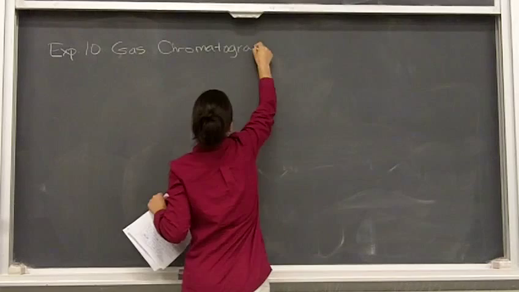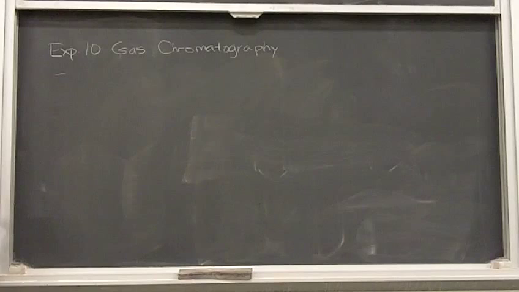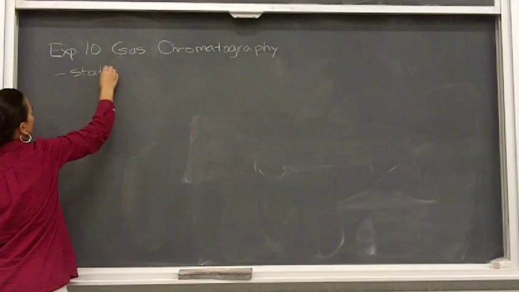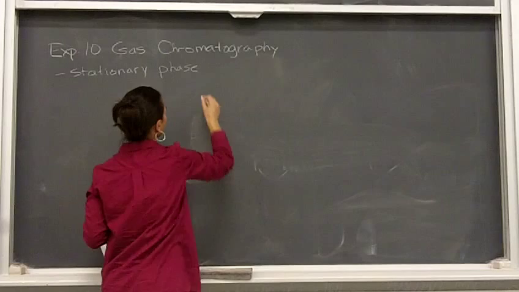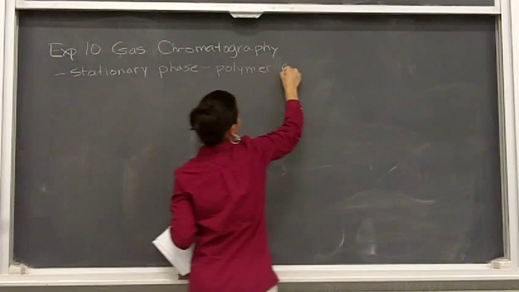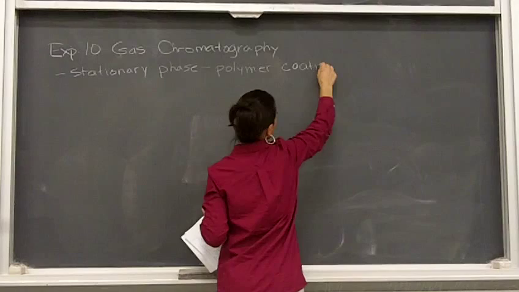Okay, and we talked about with chromatography, what do you always have? What are the 2 things you always have with chromatography? Stationary phase and a mobile phase. Okay, so the stationary phase is in this column. We call it a capillary column. It's very tiny. We'll show you this week in lab. The stationary phase is this polymer coating of this very tiny column. So it's actually even smaller column than we would have used for gel permeation chromatography.